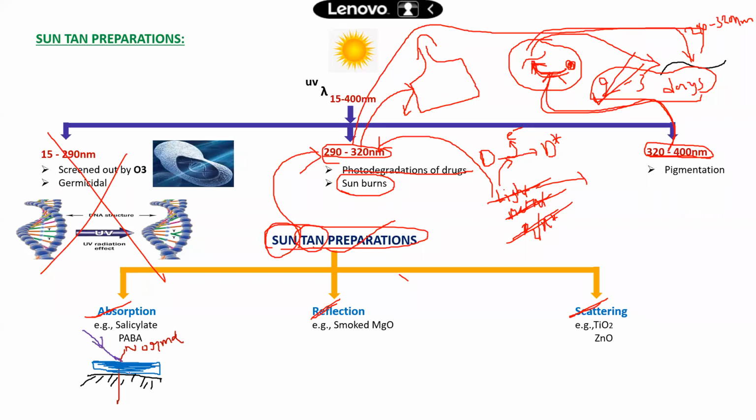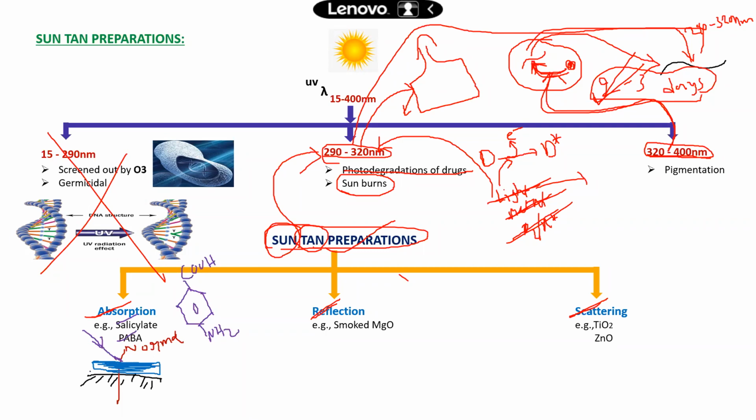Next, they are completely absorbed by the cosmetic preparation, and these rays cannot touch your skin surface. That's why the entire UV radiation is absorbed by this cosmetic preparation and cannot contact your skin. Examples are salicylates and PABA. PABA means para amino benzoic acid. These two are commonly used cosmetic preparations to protect your skin from sunlight.